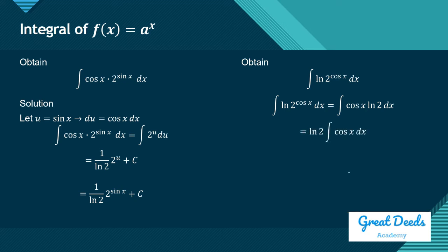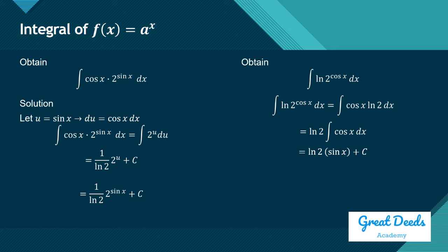What does that mean? Ln of 2 is a constant, so you can move it outside the integral sign. And so it becomes ln of 2 times the integral of cosine of x dx. You know the integral of cosine of x dx by now. You should know it by heart. It's one of the easiest antiderivatives to get. It's equal to ln of 2 times sine of x plus c.